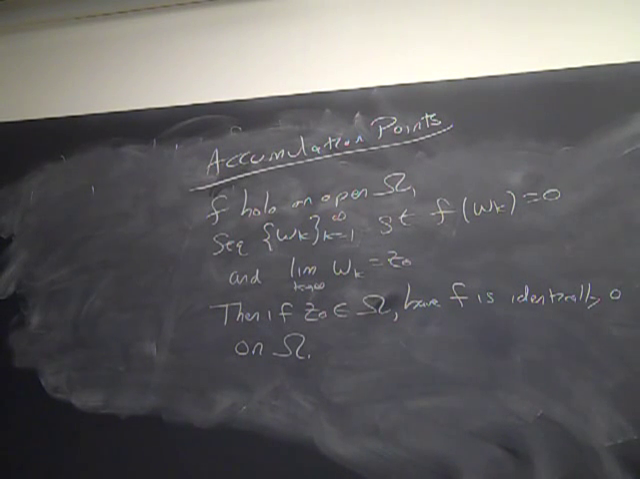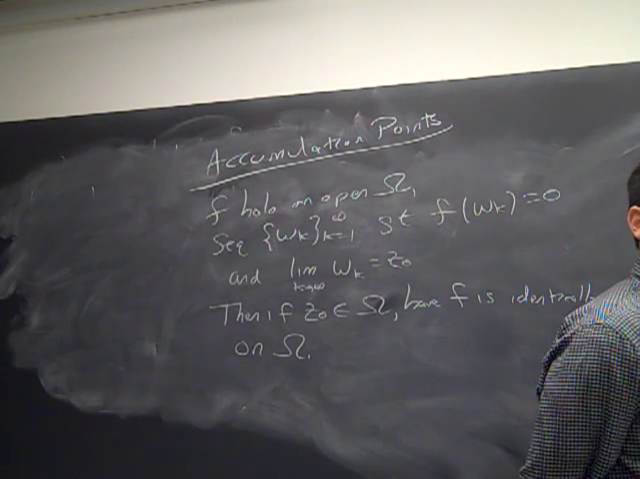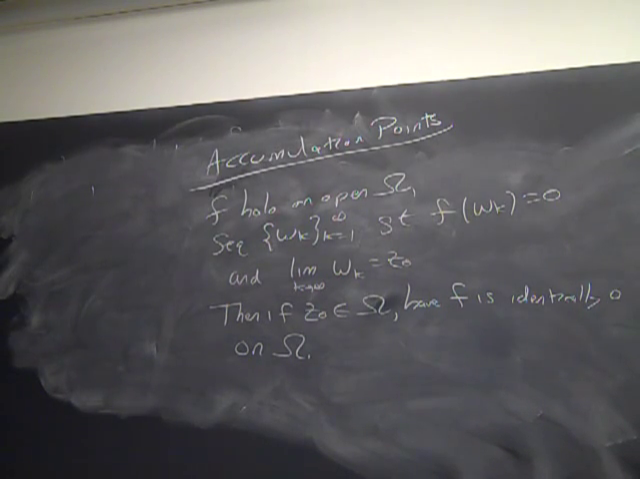Now we can write f of z is am (z minus z0) to the m times [1 plus, and now I'll have the sum, and it goes from m plus 1 to infinity, of an over am (z minus z0) to the n minus m]. Right? I'm just pulling out that first term. Well, if z is really close to z0, notice n minus m is at least 1.